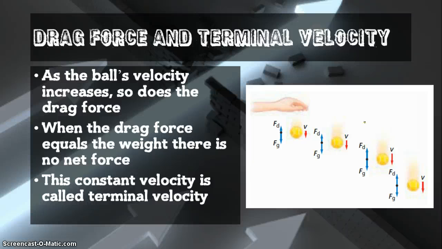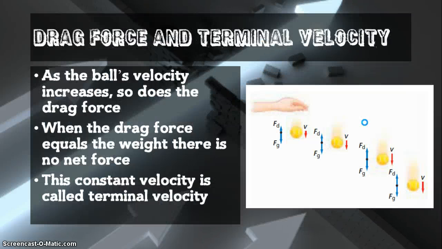So drag force will result in terminal velocity eventually. As the ball's velocity increases, more air is going to be pushing up on the ball as it falls. Whenever enough air is pushing up on the ball, resisting the ball's motion downward to cancel out its weight, that's when you stop accelerating. You've reached your final velocity, your terminal velocity.